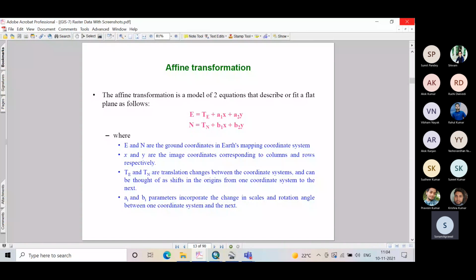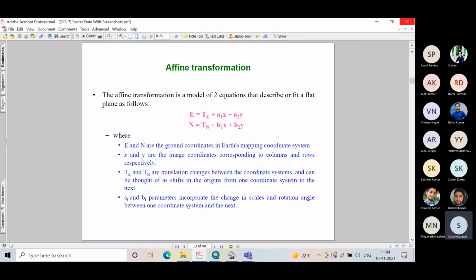In this whole equation, if we input the value of x and y, we would get the corresponding E and N value. For that purpose, what is required? Only if all these TE, TN, A1, A2, B1, B2 are known can we compute the E and N corresponding to given x and y.